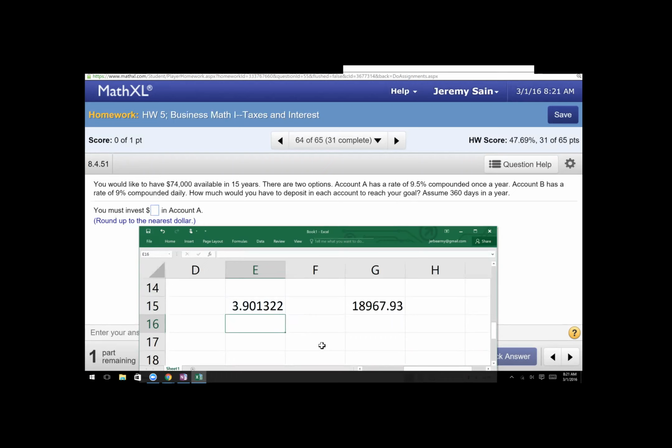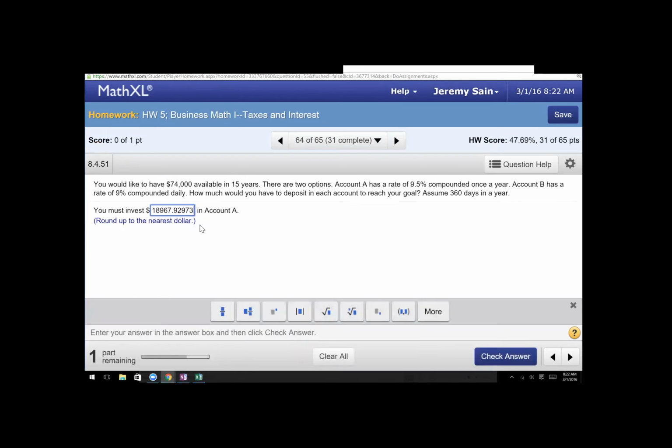For B, same thing, 1 plus 0.09 daily, so divided by 360, and to whatever 360 times 15 is. I'm doing the exact same thing I was doing before. So for B, I would have to have a little over 19,000. Round up to the nearest dollar.